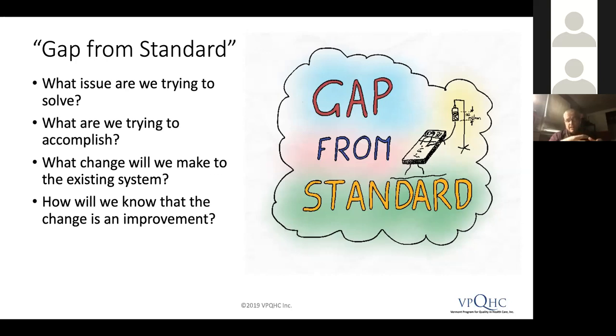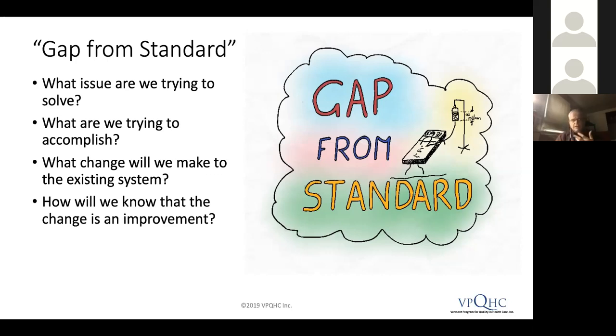What change are we going to make to the existing system, and how will we know that the change is an improvement? It's all fairly basic stuff, but once you start getting into the nuts and bolts of PDSA, you realize that a lot of it is quite basic, but it has an underpinning of scientific method that we'll talk about in a second. So if you're thinking about anything that's not a specific troubleshooting incident, and you start thinking about a slightly deeper problem that you've got to solve, these questions are going to come up.